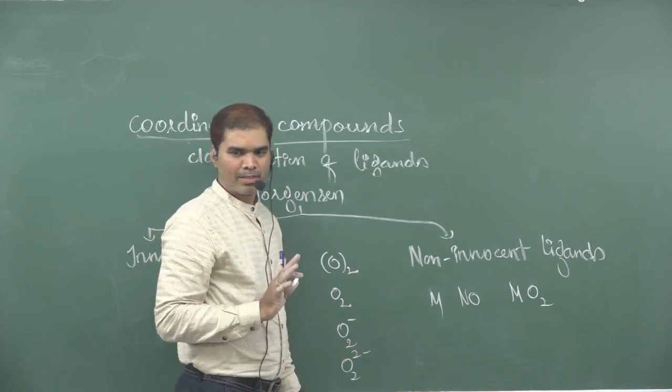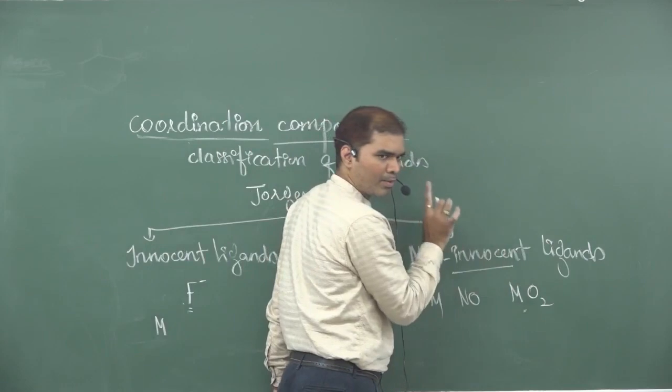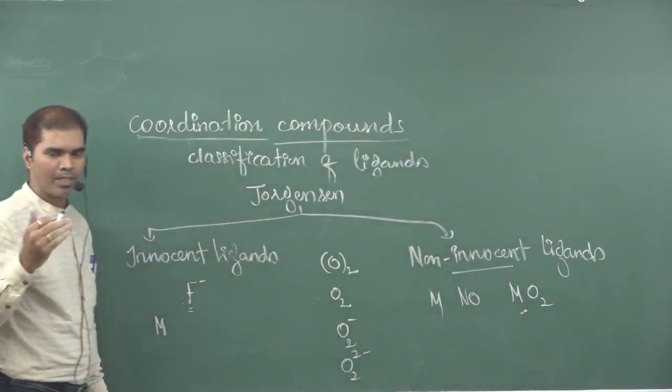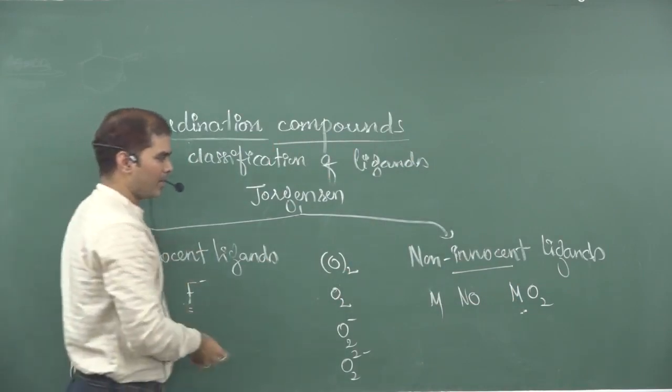We can't say. So that is the reason such ligands are called as non-innocent ligands. Whenever your coordination complex has such ligands, it is difficult for you to calculate the oxidation state of the metal. So you have to be careful with such ligands. Okay? Write down the definition.